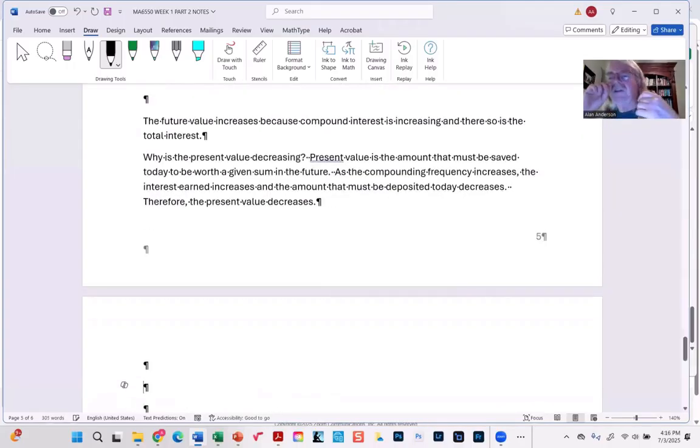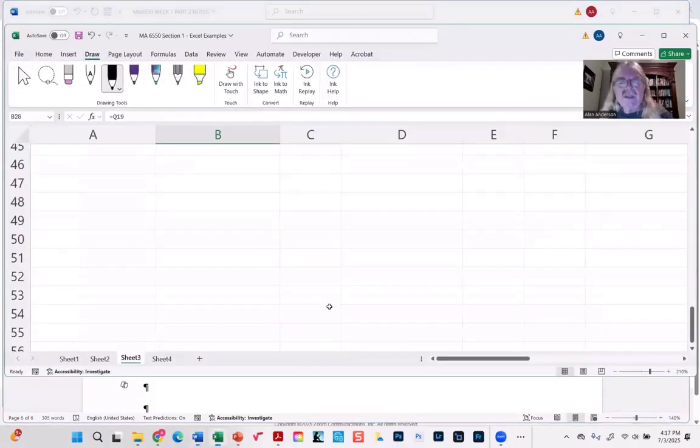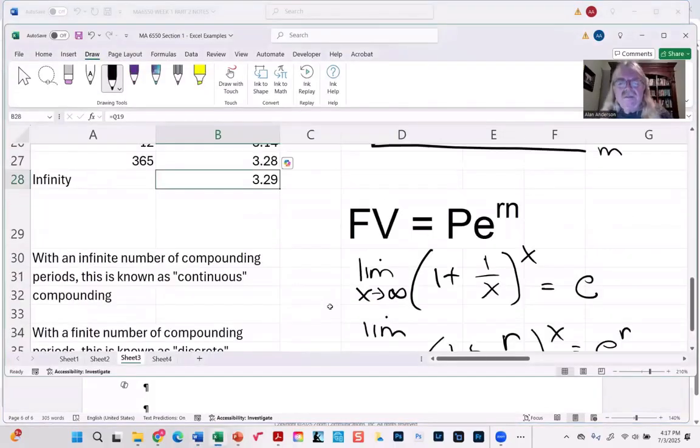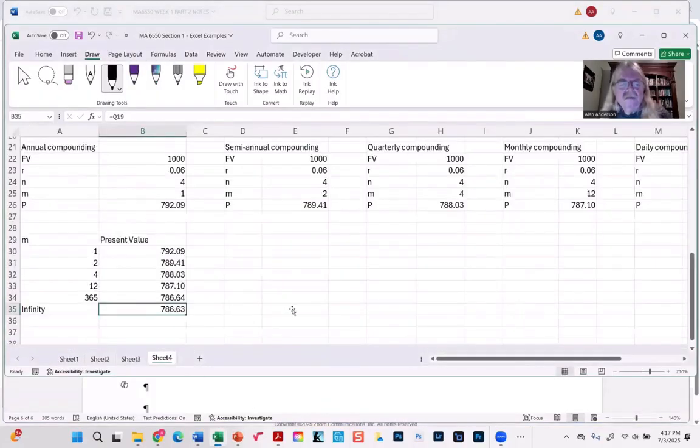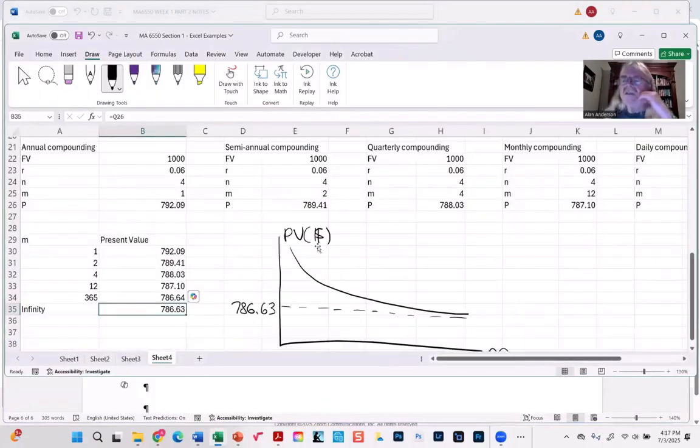And of course, it also makes sense because remember, present value and future value are inverses of each other. So anything that causes the future value to go up is going to cause the present value to go down. And if you also notice, they have this interesting curvature. If you look at the graphs, neither one of them is decreasing at a linear rate.